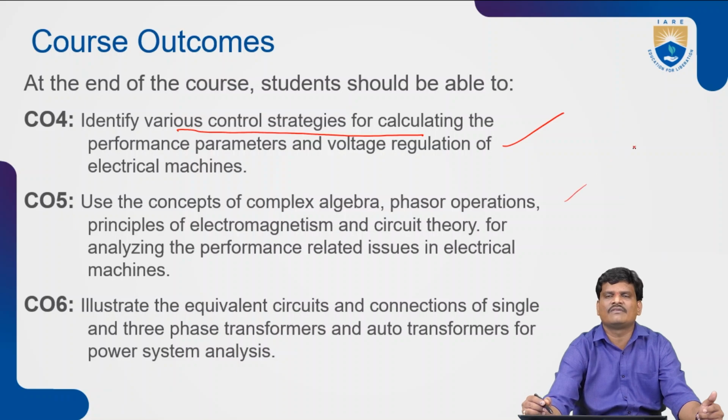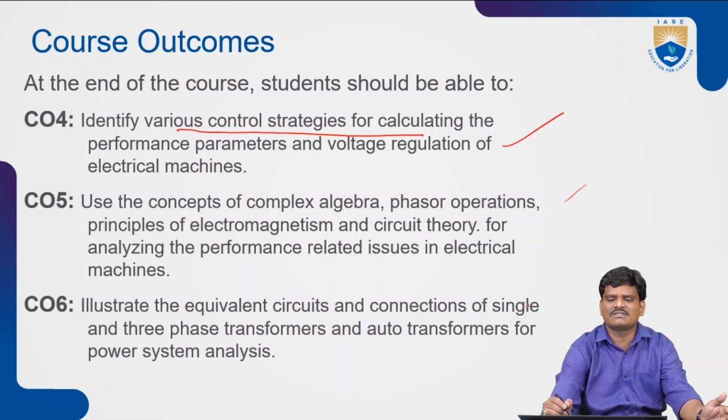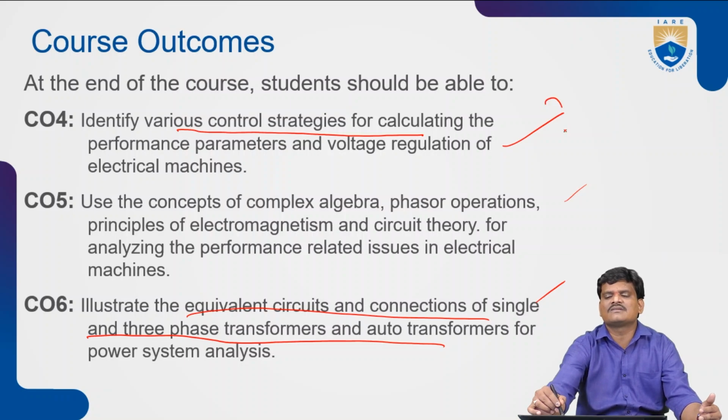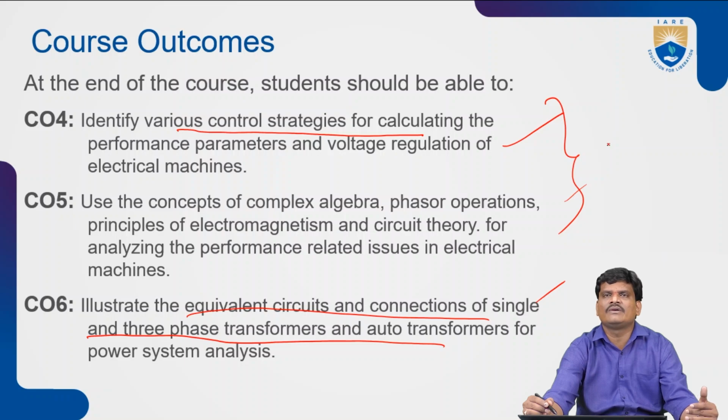And coming to CO5, here again we are going to define the performance of different machines. The last CO is completely regarding transformers. As we have discussed earlier, there are different types of transformers: single phase and 3-phase transformers, and also auto transformers depending upon the connection. What are the equivalent circuit diagrams of these transformers and how they are going to play a major role? These are the 6 outcomes you are going to get after the completion of this course called DC machines and transformers.